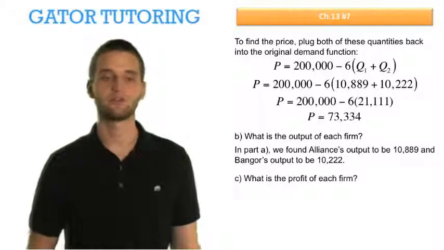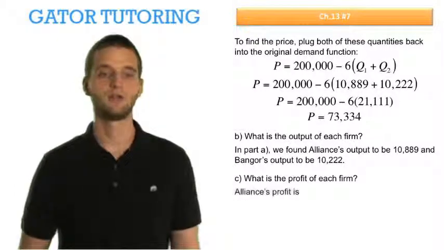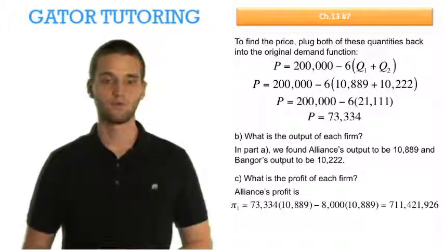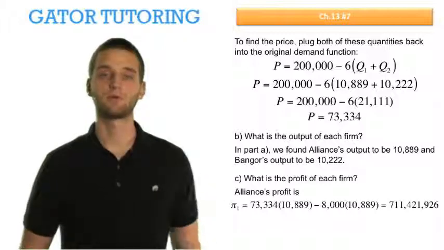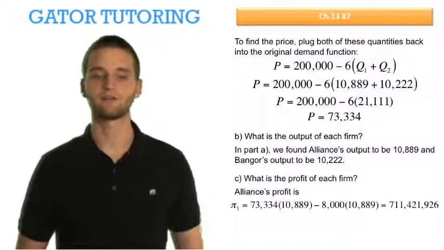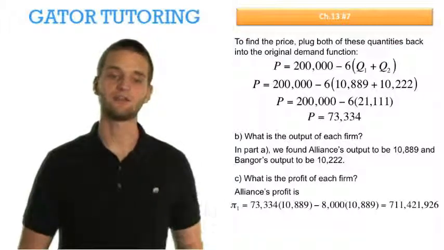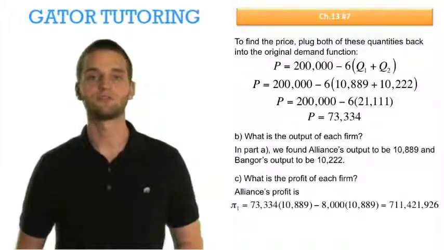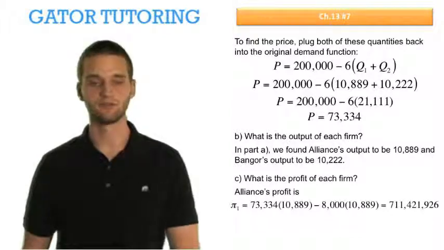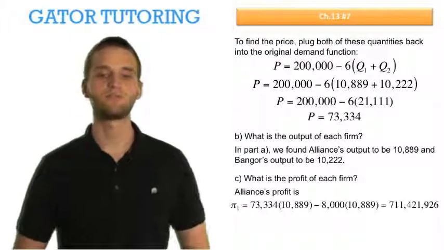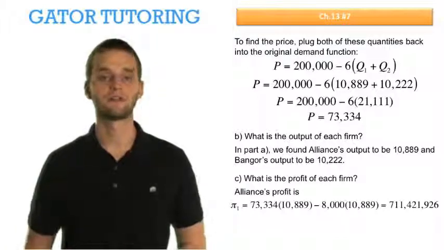Part C says what is the profit of each firm. Alliance's profit is price times quantity minus total cost. The price for both firms is the same, it's 73,334. We solve for Alliance's quantity, it's 10,889, and the total cost was 8,000 times the quantity, so it's just 8,000 times the 10,889. So you see here Alliance's profit is about 711 million.